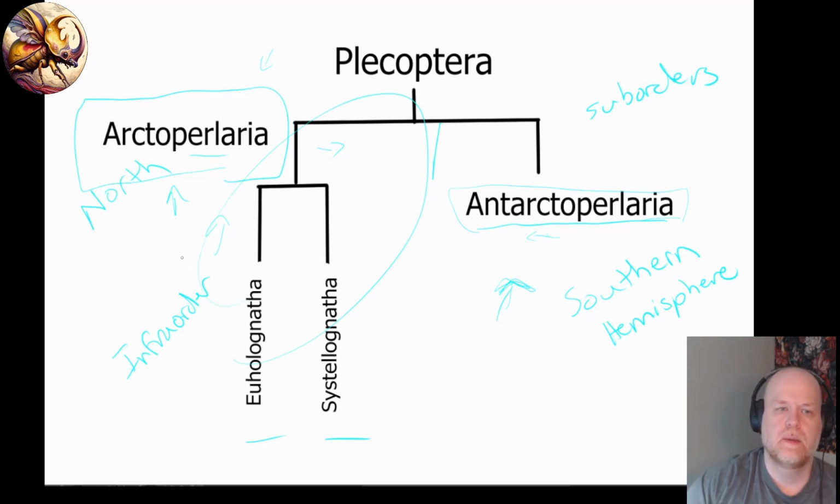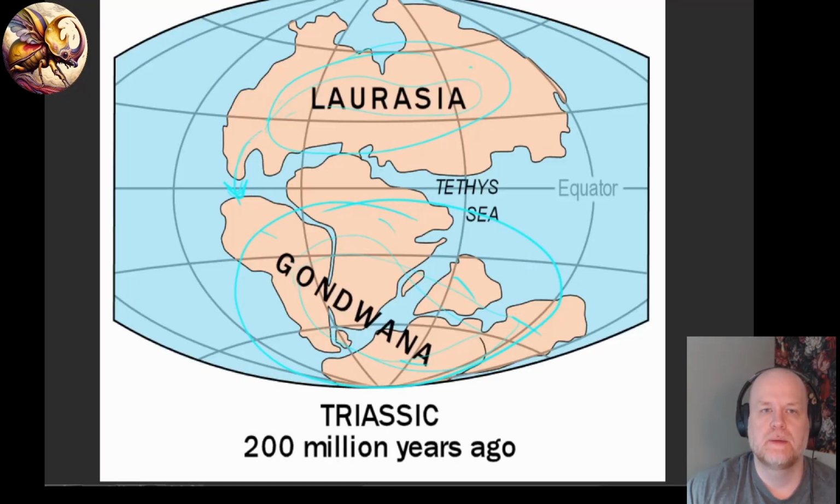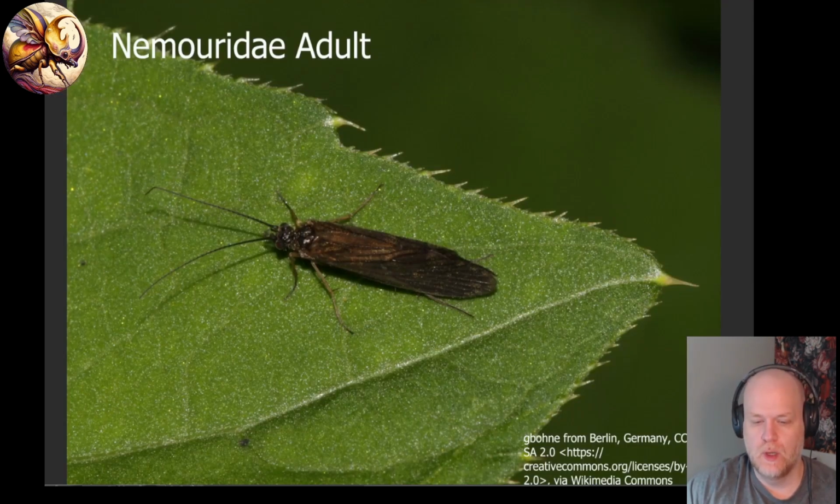But what they have in common is it's very common for them to drum. They beat different substrates in order to communicate with each other for finding mates and things like that. But there are a number of different groups within the Arctoperlaria, so they have different things in common. The first group is the Euholonatha, and that's made up of 4 families: the Capniids, the Leuctriids, and we'll talk about the different families in this next time, but this is the group, the Euholonatha.